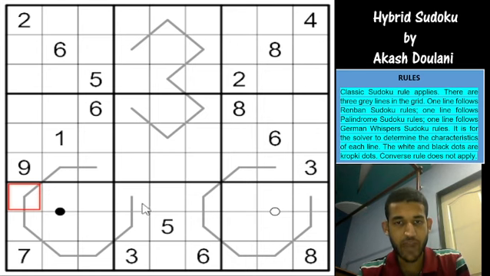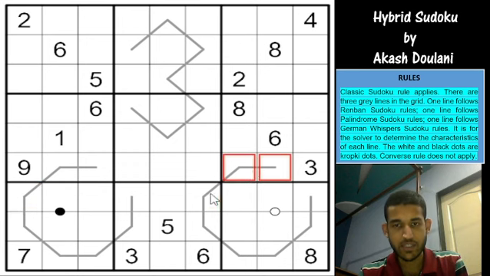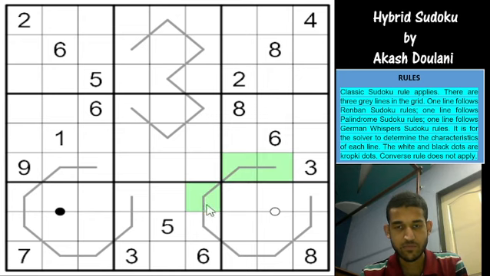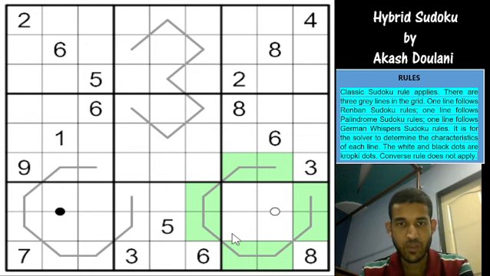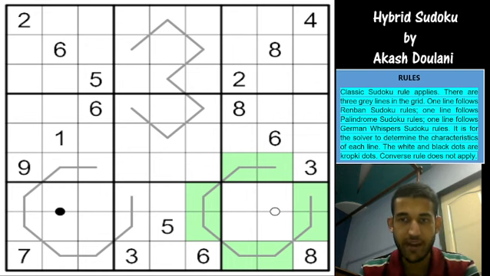So you cannot have even this line as a palindrome. So it is clear to us that this is a palindrome, right? So let me shade that using green maybe. So the green is a palindrome, right? And now we have German Whispers and Renban.